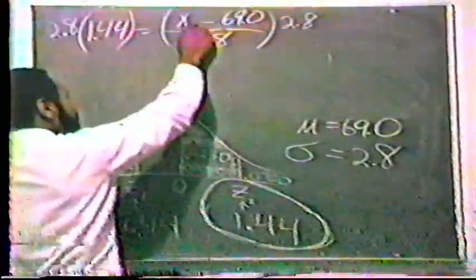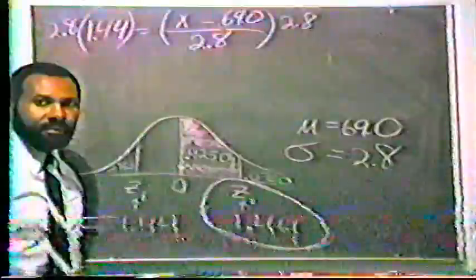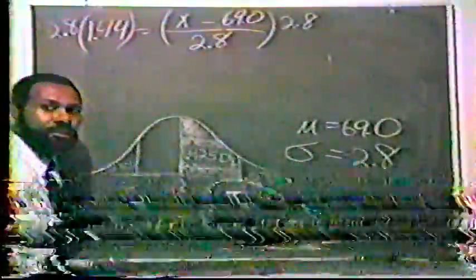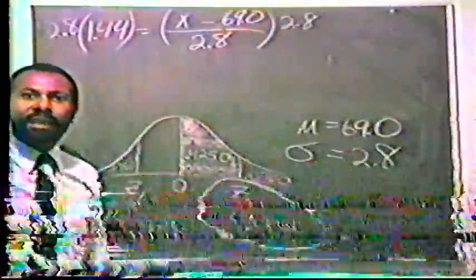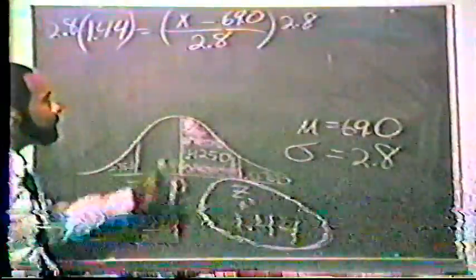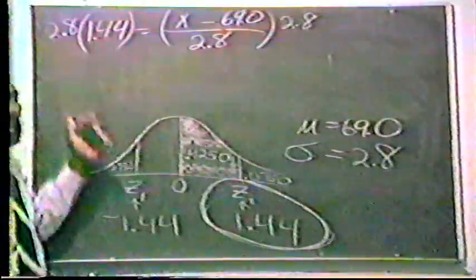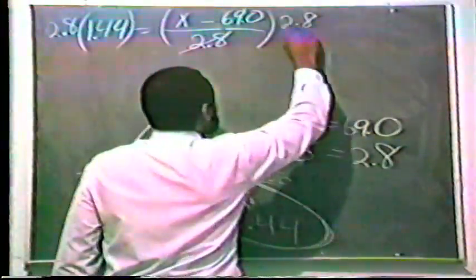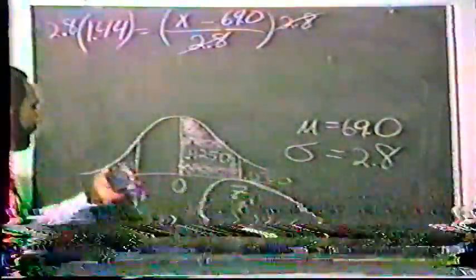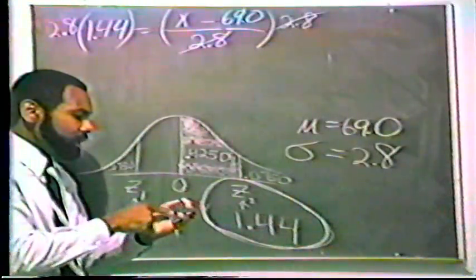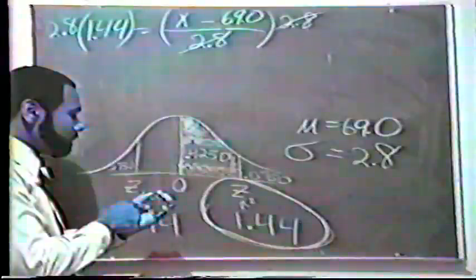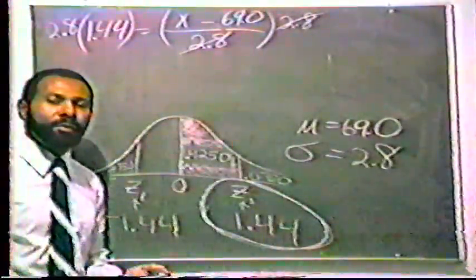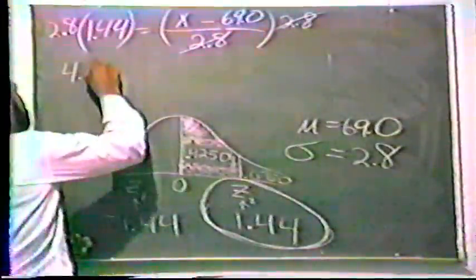Once again, we want to solve for x. That means get x by itself. So the first thing we have to do is get rid of this 2.8. Everything over here on the right side is divided by 2.8, so to get rid of that, we have to multiply by 2.8. And remember, if we multiply the right side by 2.8, we have to multiply the left side by 2.8. You have to do the same thing to each side of the equation. Now, on the right side, the 2.8s cancel. On the left side, on our calculator, we multiply 2.8 times 1.44, and we get 4.032.